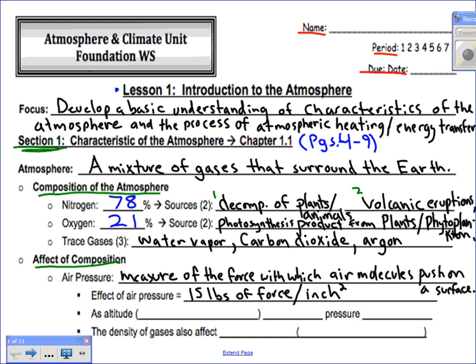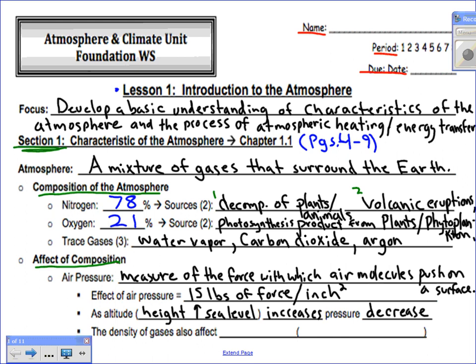As altitude, the height above sea level, increases, the pressure decreases. So as that increases, then the pressure will decrease. So as we move up in altitude, the pressure decreases. And this has to do with the air particles. There are fewer air particles pushing down on us.